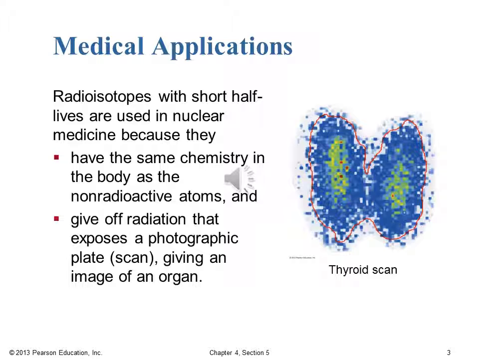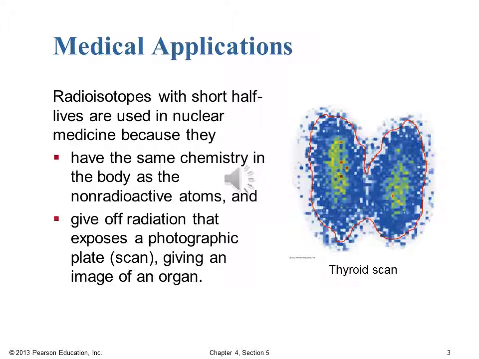Alright, so as we've already mentioned, it tends to be the radioisotopes with short half-lives that are used in nuclear medicine, and this is because they have the same chemistry in the body as the non-radioactive atoms. So if we look at this thyroid scan, we've already talked about iodine-131, which behaves very similarly to normal iodine, and therefore it's able to be used to diagnose thyroid dysfunction.